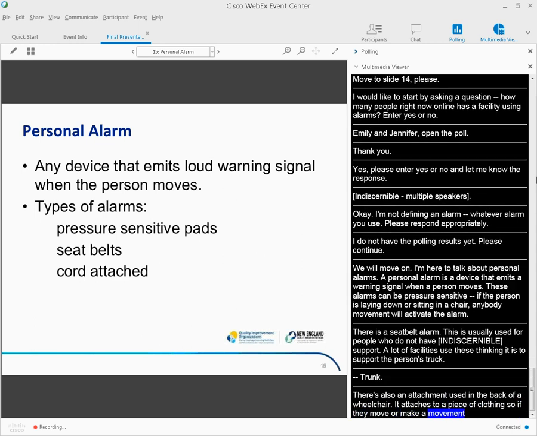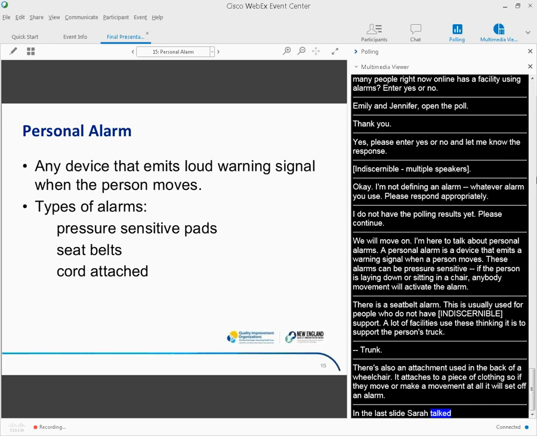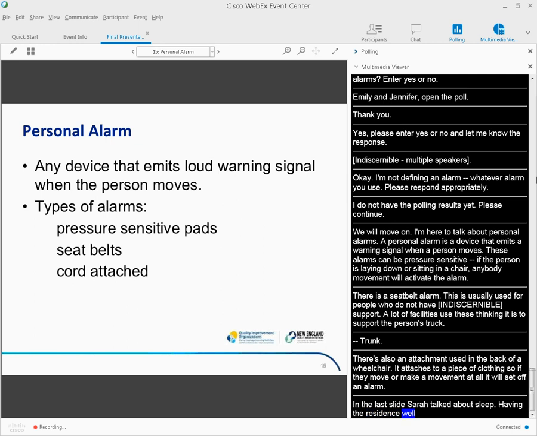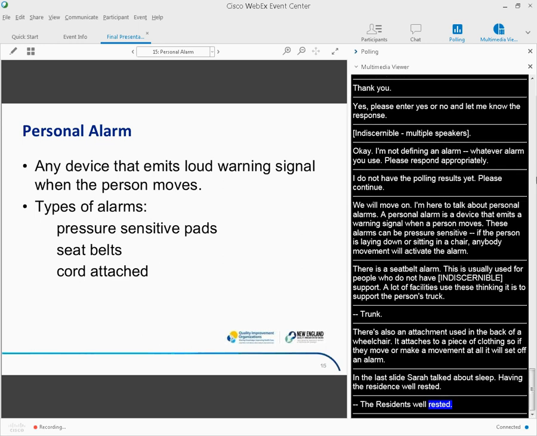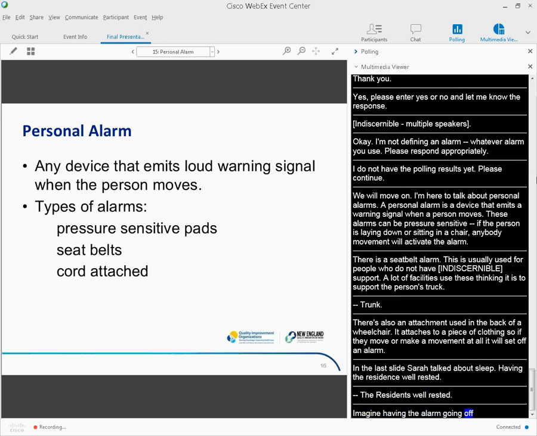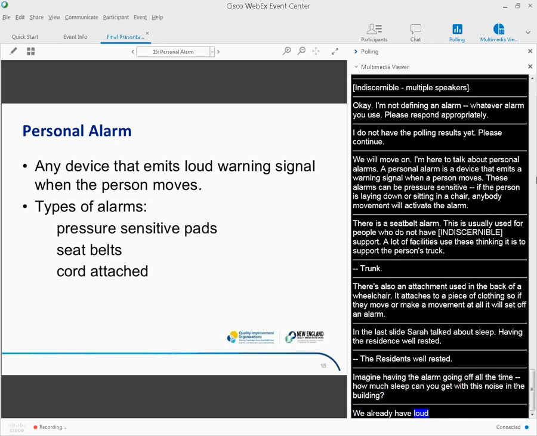an alarm. So in Sarah's last slide, she talked about sleep and having your residents be well rested. Imagine having the alarm going off all the time. How much sleep can you get when there's so much noise in the building? We already have loud noises from staff conversations and just the regular activity that goes on your unit. And now we're adding personal alarms to that.